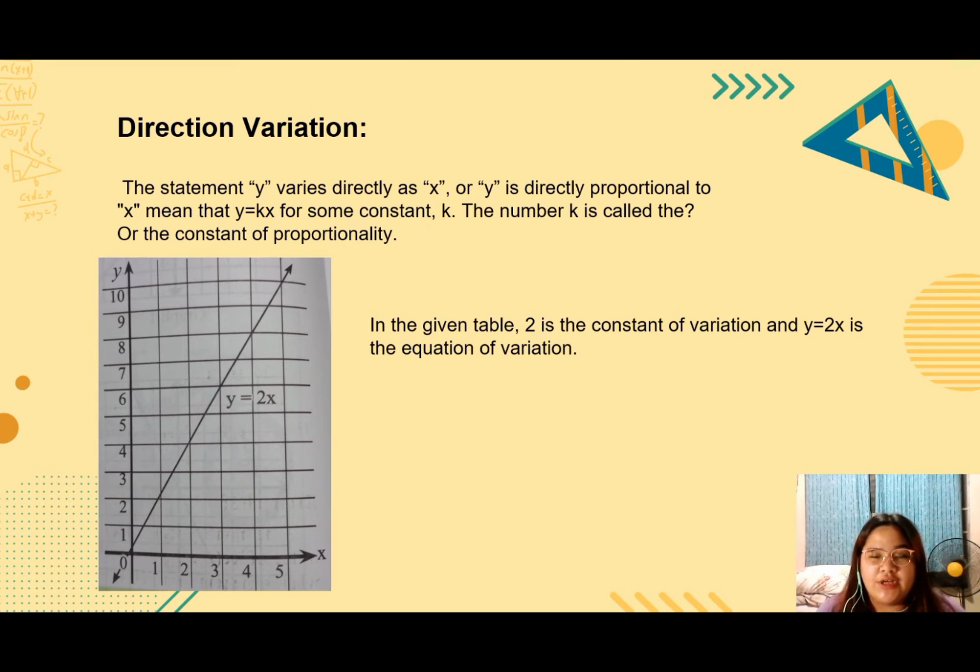Direct variation: the statement y varies directly as x, or y is directly proportional to x, means that y is equal to kx for some constant k. The number k is called the constant of proportionality. In the given table, 3 is the constant of variation and y is equal to 3x is the equation of variation.